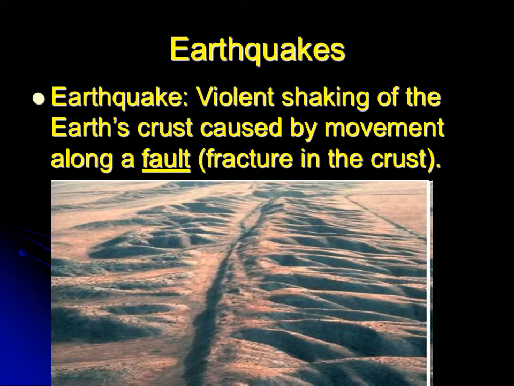To start us off, we need to go over a definition of what an earthquake is, and then we'll dissect it into all the different layers and the waves and the faults. Earthquakes are just violent shaking of the Earth's crust, and they're caused by movement along a fault, and a fault is any kind of fracture in the Earth's crust. There are a few different types of faults that we're going to talk about.